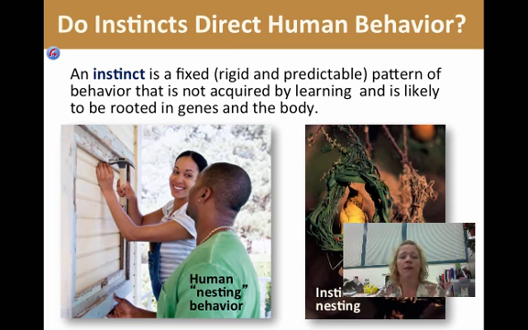Now, when we say something is instinctual, we mean that it shows up in all members of the species. Okay, so what would be an example of that? Well, for instance, birds. Okay, birds nest. All birds know how to make a nest. Now granted, each type of bird is going to have their own singular type of nest that they make. Now, humans also have nesting behavior.